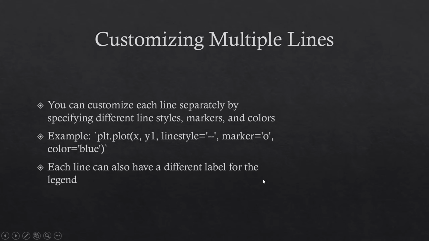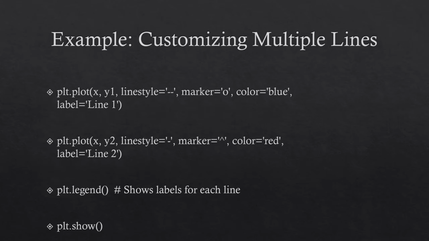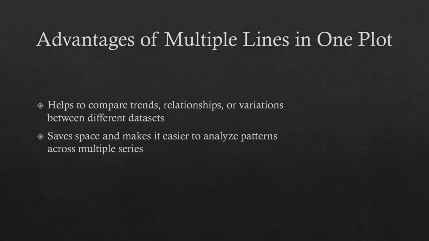Customizing multiple lines. You can customize each line separately by specifying different line styles, markers, and colors. Example: plt.plot x, y1, linestyle is equal to hyphen, marker o, color blue. Each line can also have a different label for the legend. plt.plot x, y1, linestyle, marker is equal to o, color is equal to blue, label line 1. plt.plot x, y2, linestyle, marker, color red, label line 2. plt.legend shows the labels, plt.show.